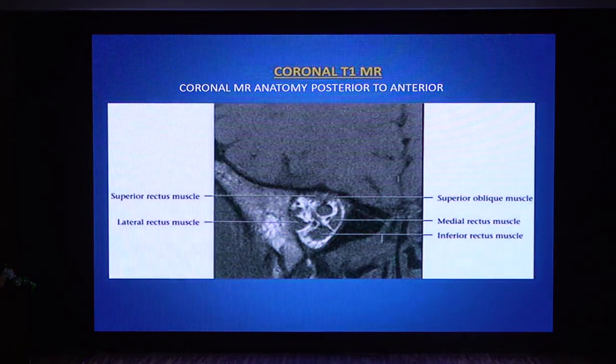So these are the coronal T1 weighted MR images, and we are depicting the coronal MR anatomy posteriorly to anteriorly. So we can see the superior rectus muscle, the lateral rectus muscle, the inferior rectus, the medial rectus, and the superior oblique. And in the center is the optic nerve sheath complex.